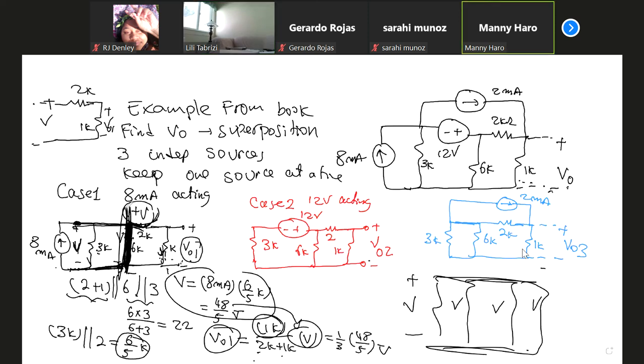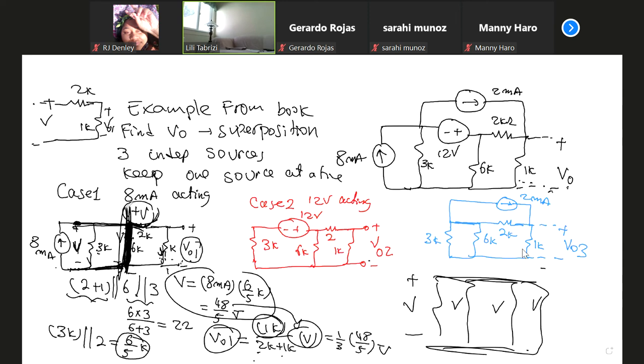Okay, I think I understood you correctly. You're saying that V01 is what we're supposed to find. Yes. You have to find it, because in superposition, you have to find the question from the beginning. Remember in nodal mesh, we forget about the question until the end? In superposition, you have to use the question from the beginning.